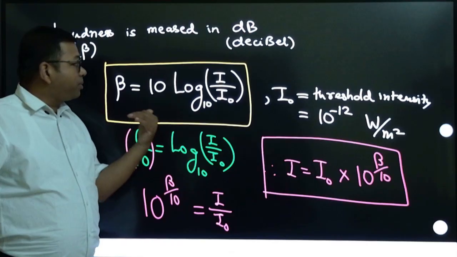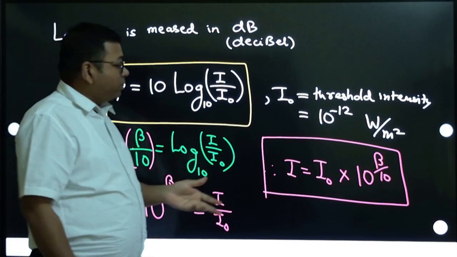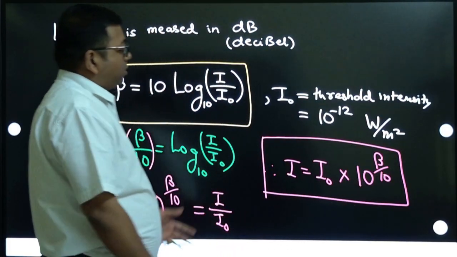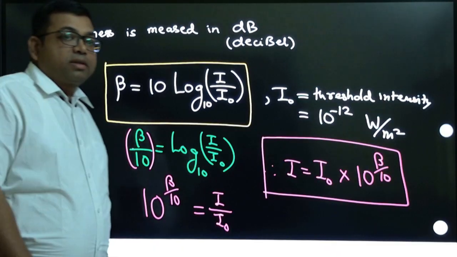If you want to calculate beta, then you can use this. If you want to calculate I, then you can use this. According to that, you can use that. Clear? Are you clear about that?